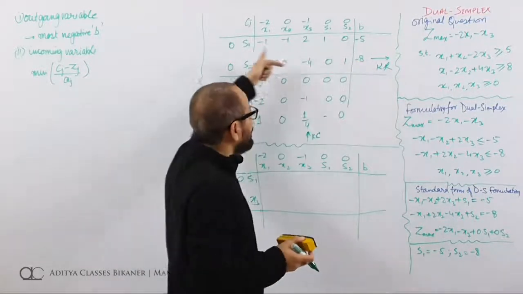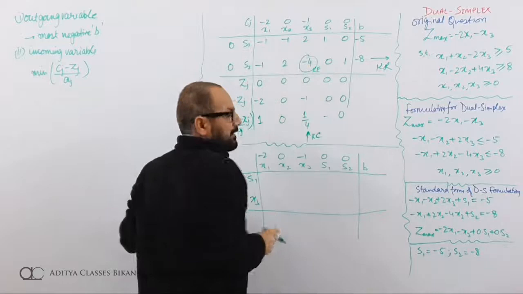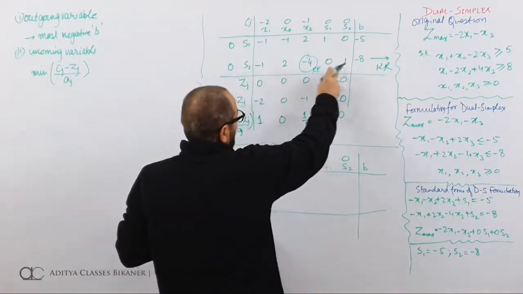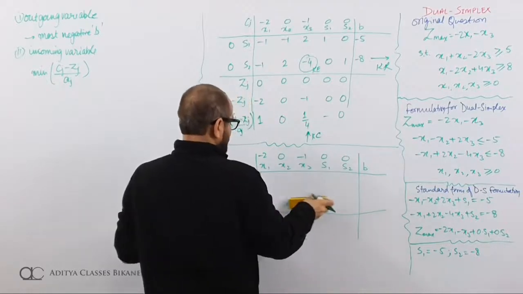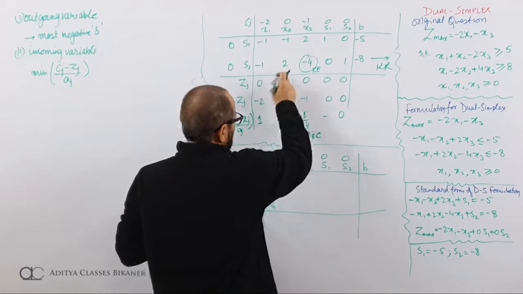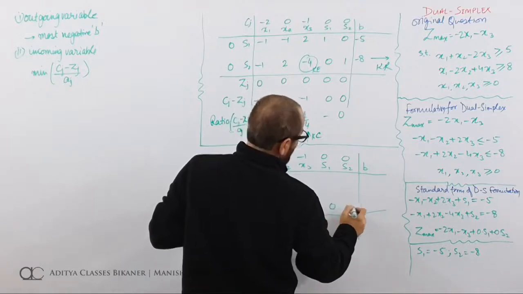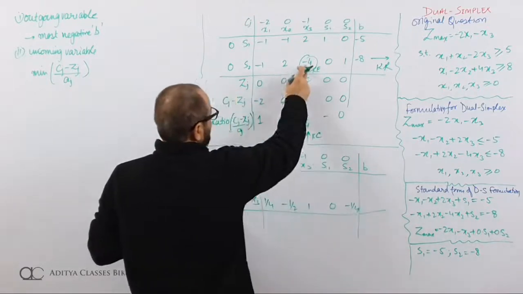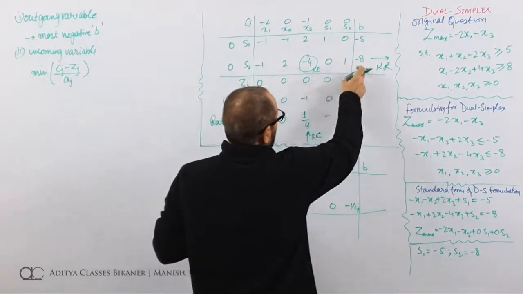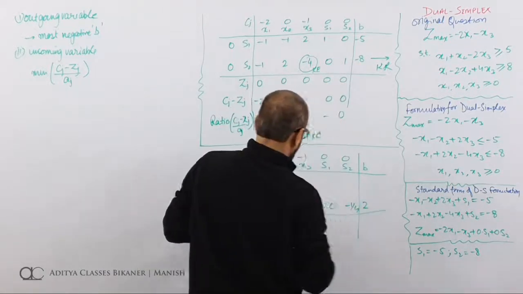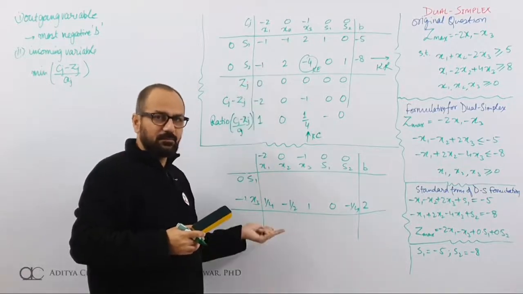So this is key row. Key row will be transferred here, dividing it by key element. This is key element. We'll divide all elements by key element, getting 1 by 4. This becomes 1 by 4. This becomes minus half. Then we have a 1, 0, minus 1 by 4. Minus half, 0, and this will become minus 8 by minus 4, making it 2. So this becomes my transfer of key row.